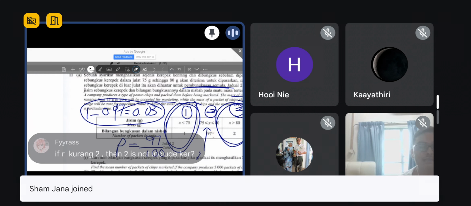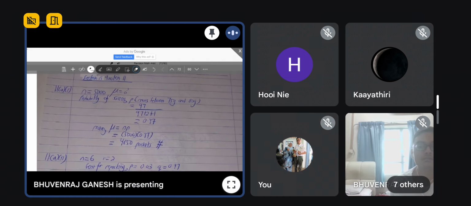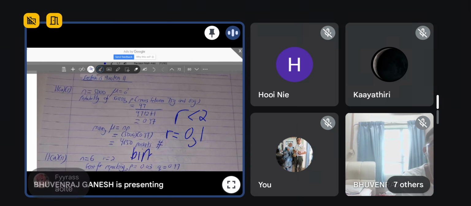If R kurang 2, then 2 is not included ke? Yes, tak termasuk. R kurang dari 2, maksudnya boleh jadi kosong dan 1 sahaja. Okay, remember guys, one more thing. Binomial, nilai kamu kena mula dengan kosong. A lot of people forget. Mereka fikir kena mula dari 1. Bukan. Binomial start with 0. Always remember. So 0 is included always in every situation, no matter what.